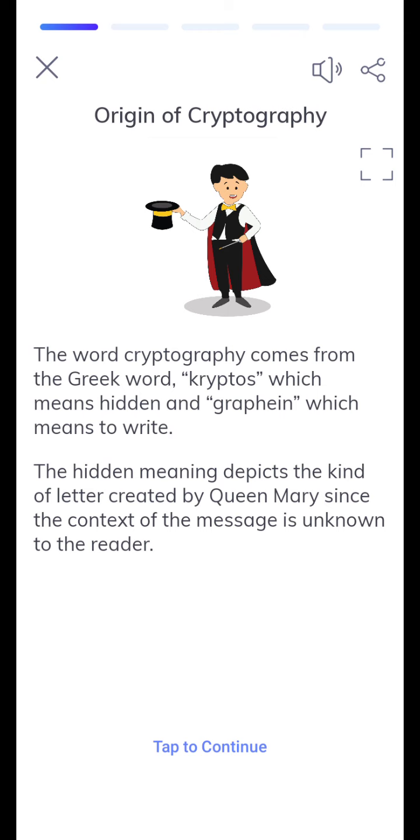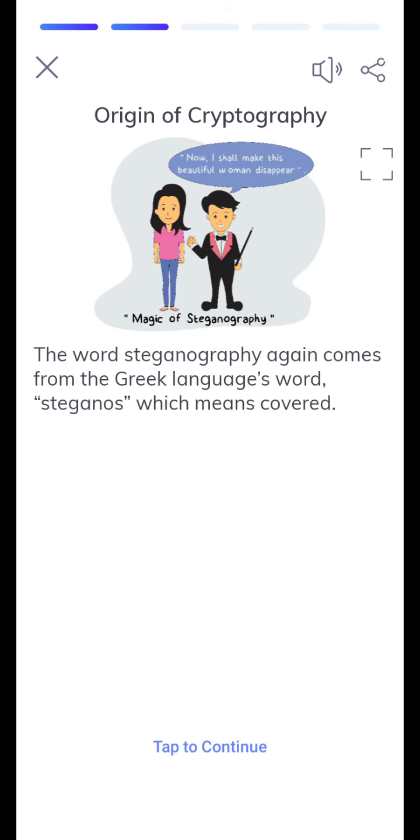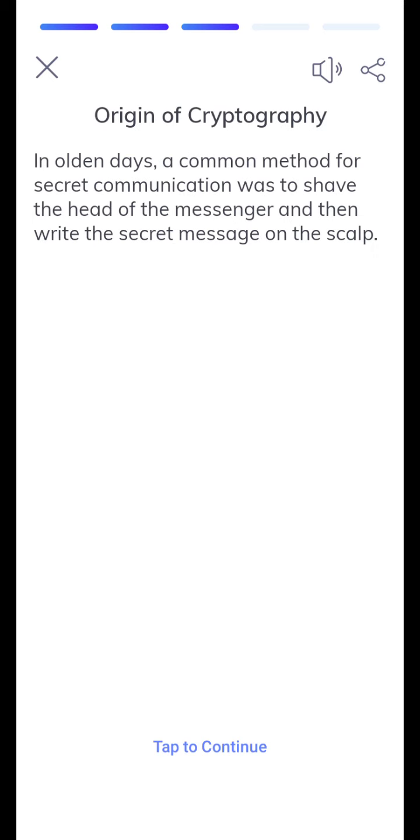to the reader. There is another form of secret communication called steganography. The word steganography again comes from the Greek language's word steganos, which means covered. The actual message is covered in this form so that anyone else doesn't know the existence of the content. In olden days, a common method for secret communication was to shave the head of the messenger and then write the secret message on the scalp.